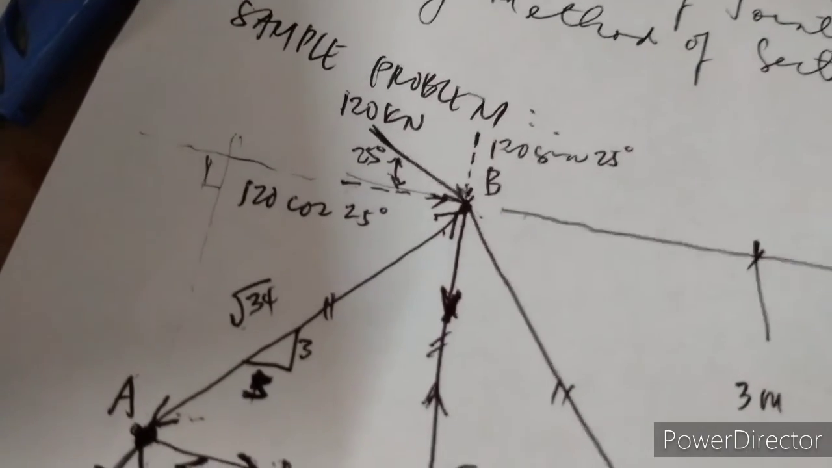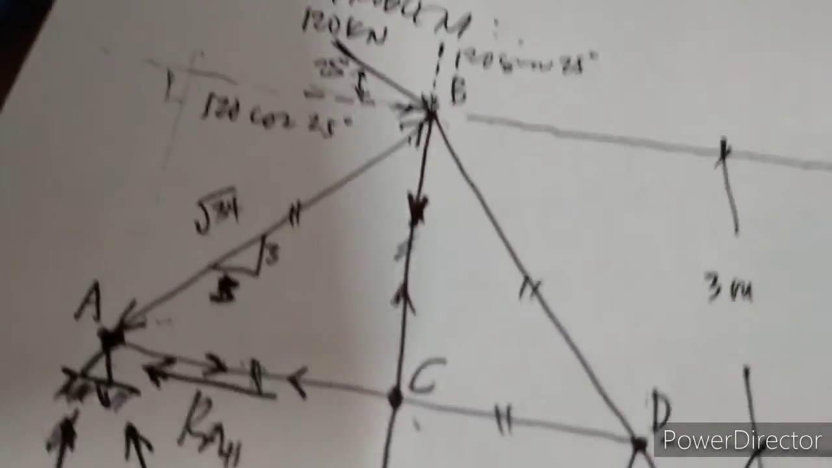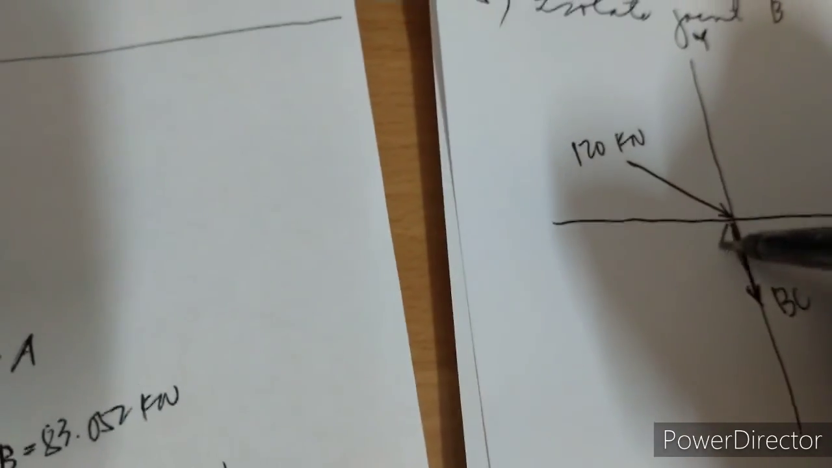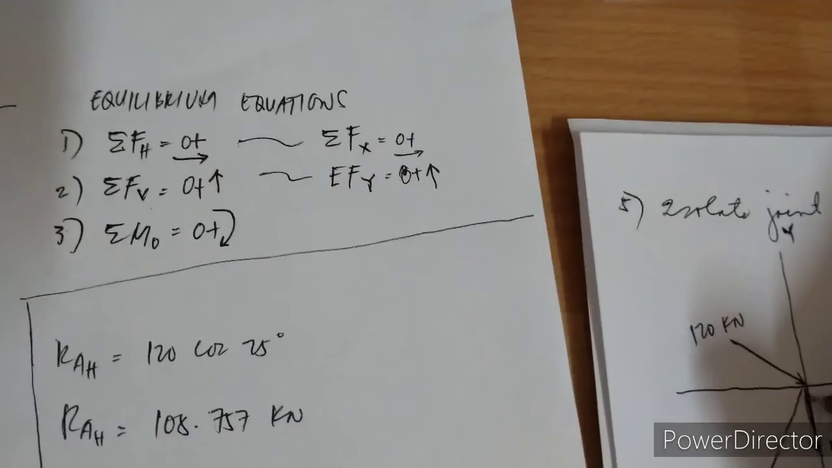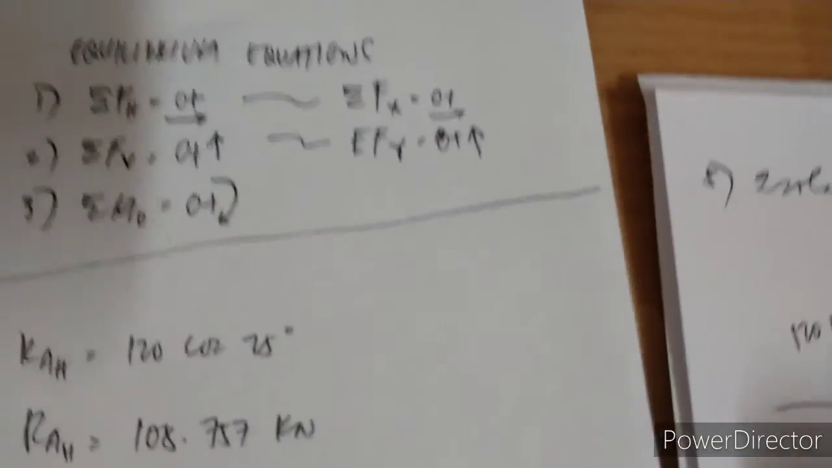AB, I mean AB is in compression. Sorry, it's in compression. This is approaching the joint in here and approaching in there. So AB, ito siya, this is in compression. So let's try to put the value of AB so that we have a guide.